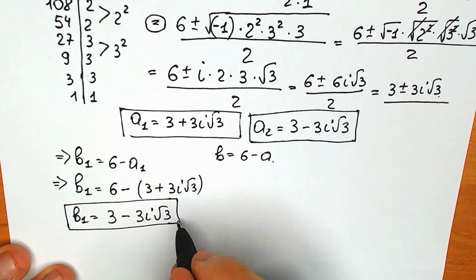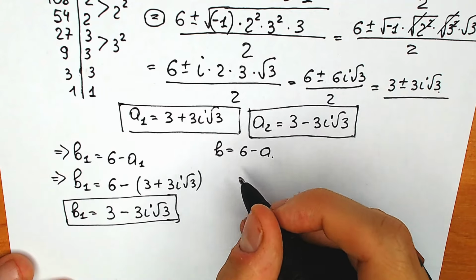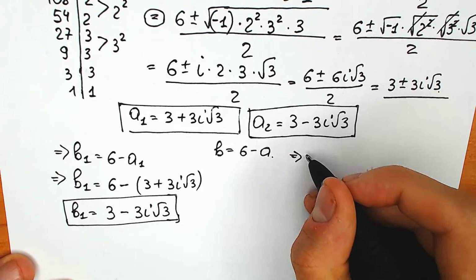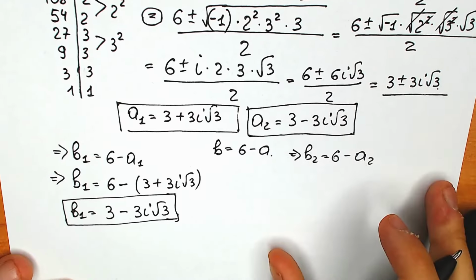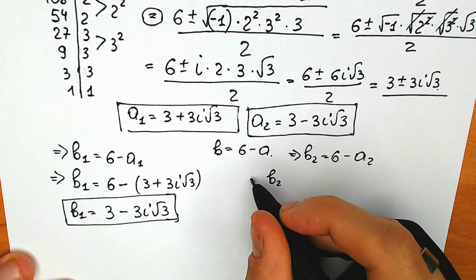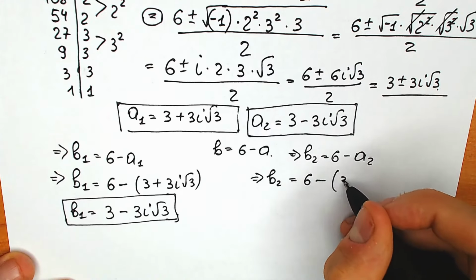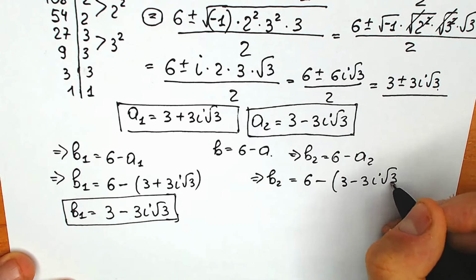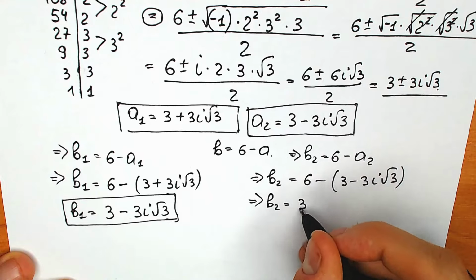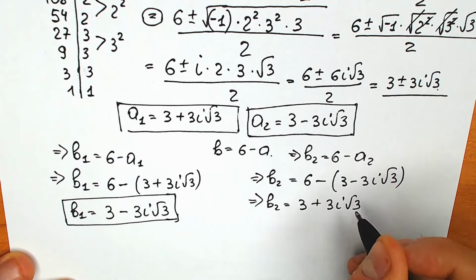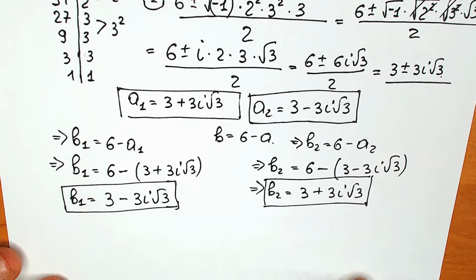Yes, really great. And right now, real quick, we're going to find our b second. So let's do it. For example, b second, let's find right here. So b second equal to 6 minus a second. A second, this one. So 3 minus 3i square root of 3. So as a result, our b second is equal to 3 plus 3i square root of 3. This is our second root.